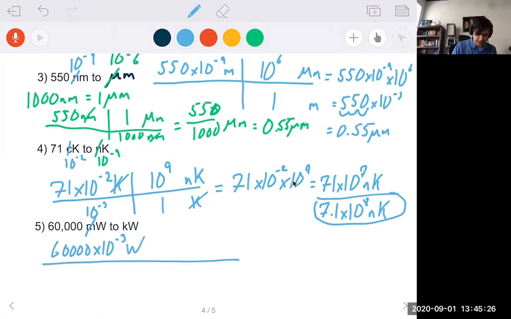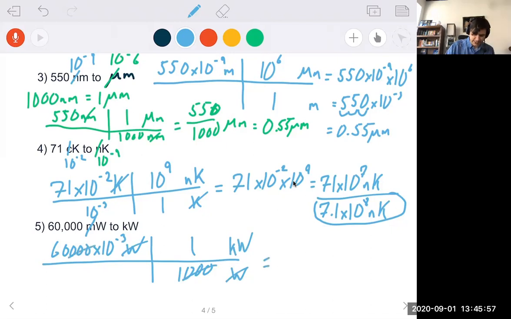So draw my train tracks. I'm going to go from watts to kilowatts. So I need to ask myself, kilowatts is bigger than watts. So how many watts are in 1 kilowatt? 1,000 watts equals 1 kilowatt. Cancel these. I have 3 zeros here, so I'll cancel those and cancel 3 zeros here.